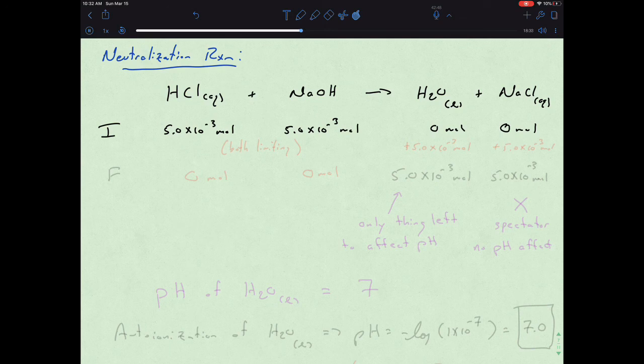No moles, so that means, in this case, both are limiting, meaning both go to 0. We have the same quantity of each one. And so that means we are producing that many moles in terms of our products.